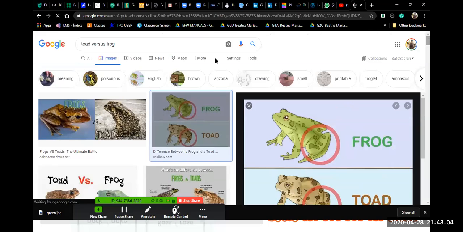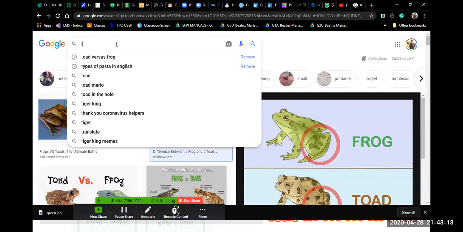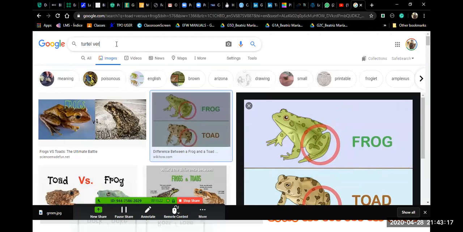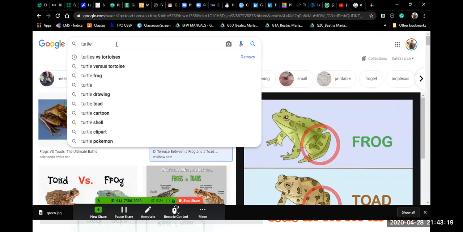By the way, I think I mentioned this in the other class, in intermediate too, when we were talking about this. Do you know the difference between turtle and tortoise? Did I mention that? Do you remember? Turtle versus tortoise, you know the difference?